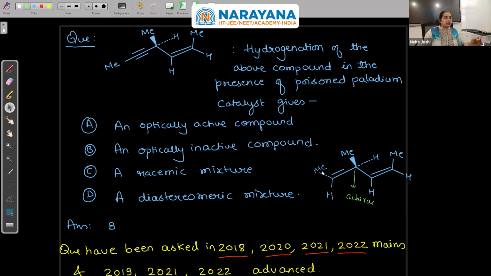All of you agree to that? Yes, this is correct. This is the cis geometry of this particular bond. As a result, this center is now chiral. So what we get is an optically active compound? No. An optically inactive compound? Yes, we got an optically inactive compound. Racemic mixture, diastereomer? No. So the answer is B.